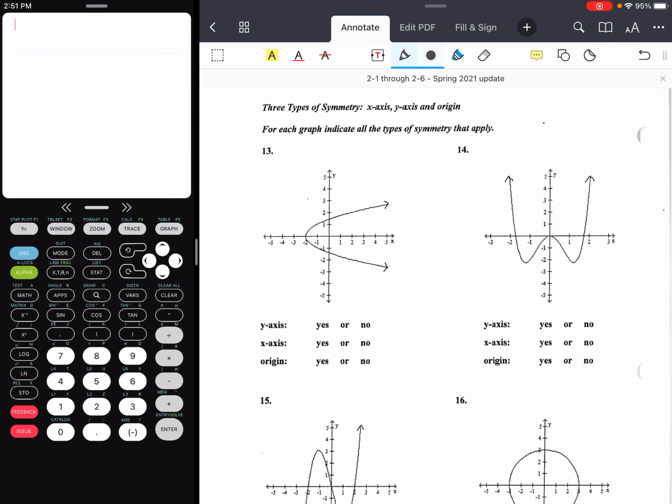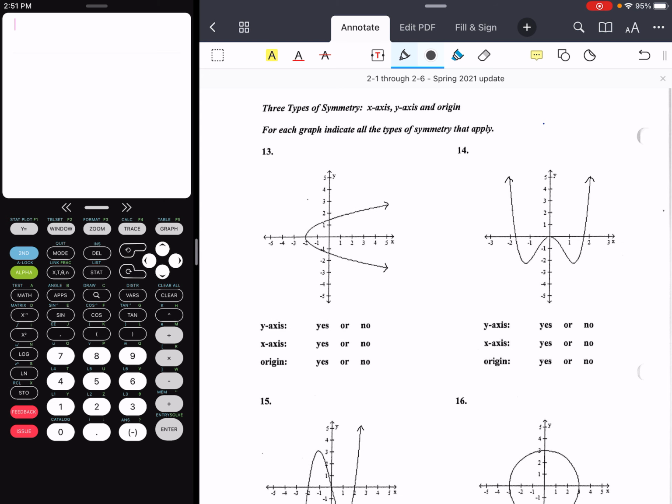Now we want to look at these graphs just to identify the type of symmetry that we're seeing. So we've already talked about y-axis and origin symmetry. There's also x-axis symmetry, where you would have a match across your x-axis. So let's take a look at 13 and 14 to start with.